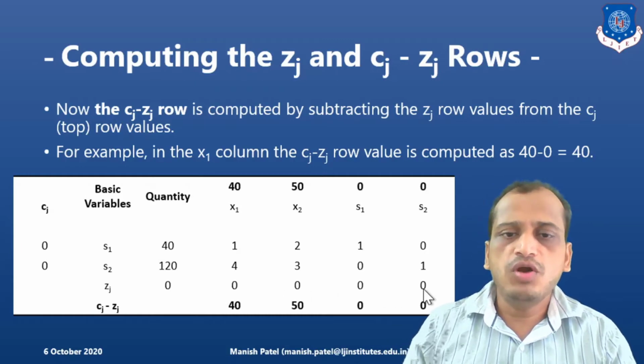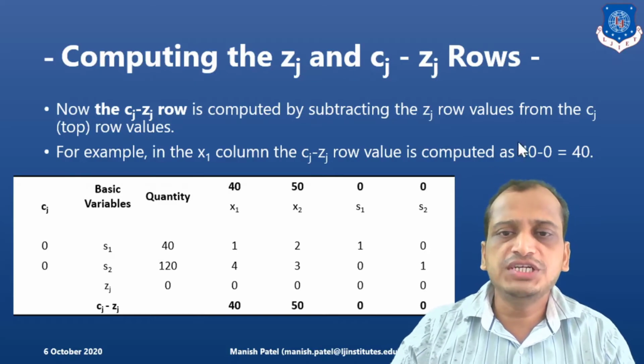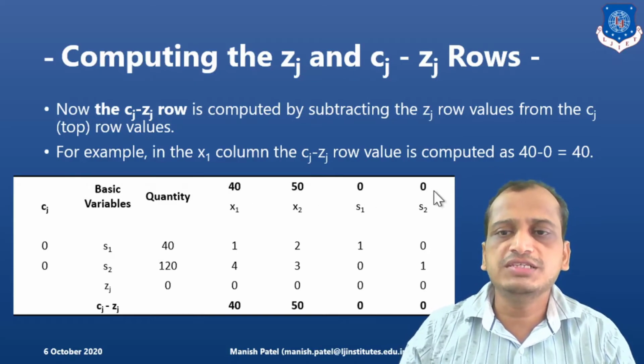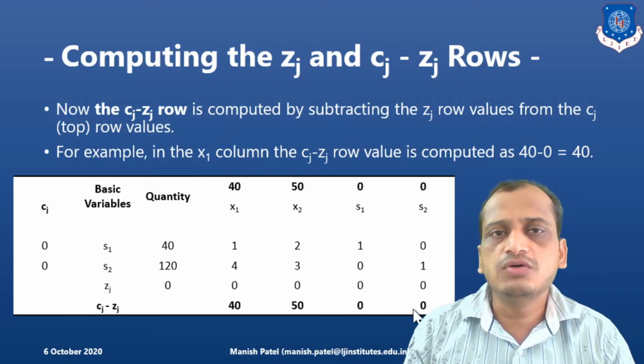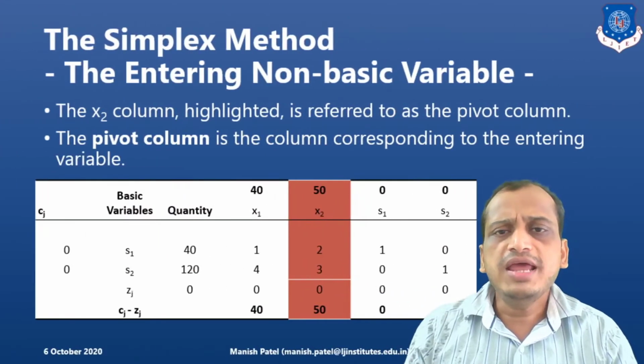Clear? Now what about Cj minus Zj? The coefficients Cj are 40, 50, 0 and 0, so Cj minus Zj is 40, 50, 0 and 0. In this way we can find Zj and Cj minus Zj. In the next step we are going to find the pivot column and pivot row.